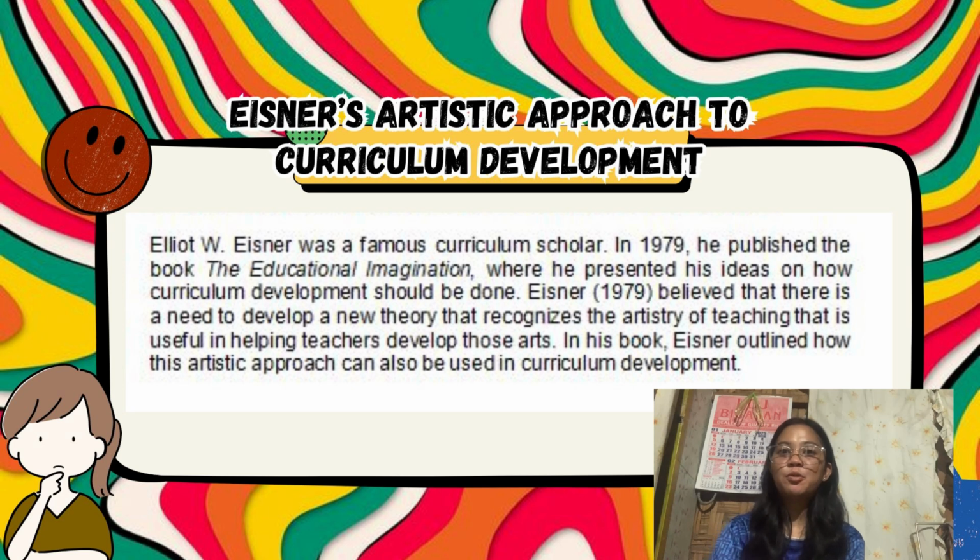Eisner's artistic approach to curriculum development. Elliot W. Eisner was a famous curriculum scholar. In 1979, he published the book The Educational Imagination, where he presented his idea on how curriculum development should be done. Eisner in 1979 believed that there is a need to develop a new theory that recognized the artistry of teaching, useful in helping teachers develop those arts. In his book, Eisner outlined how this artistic approach can also be used in curriculum development.